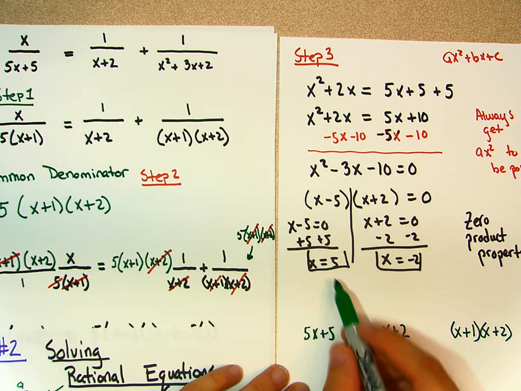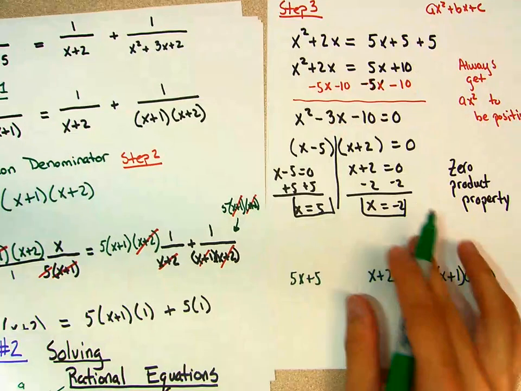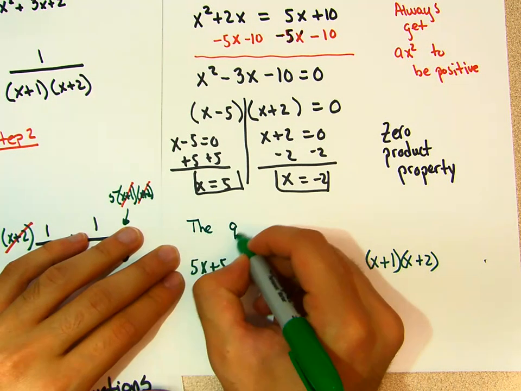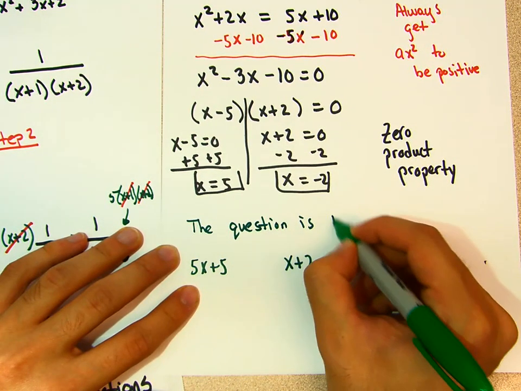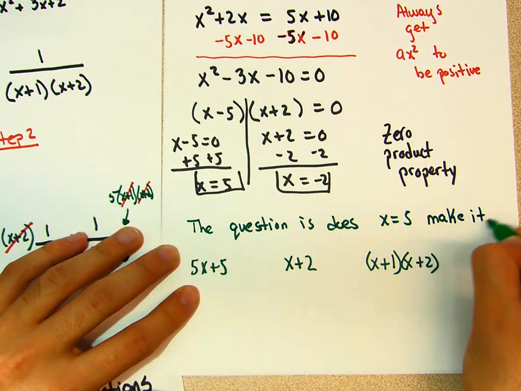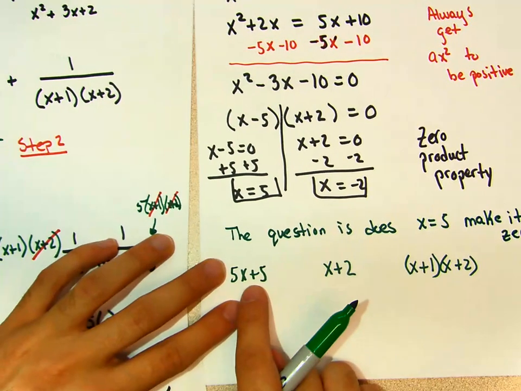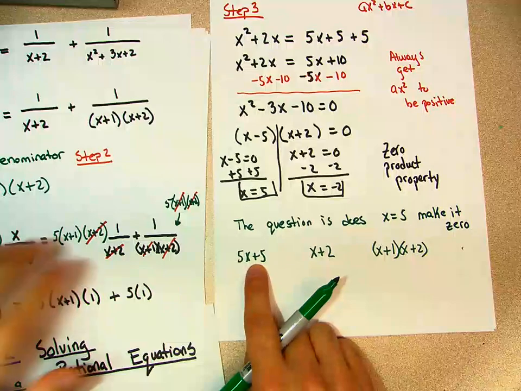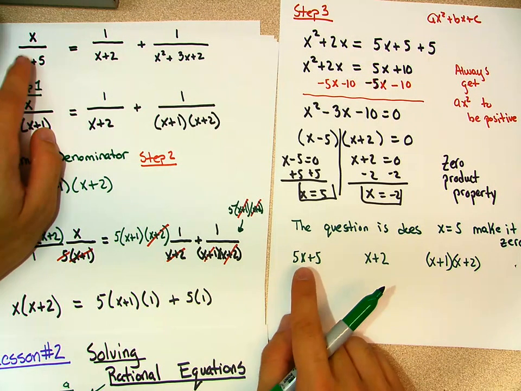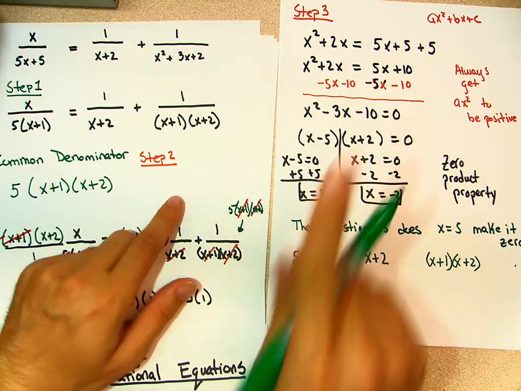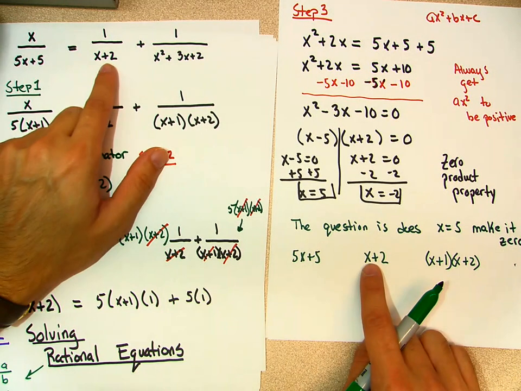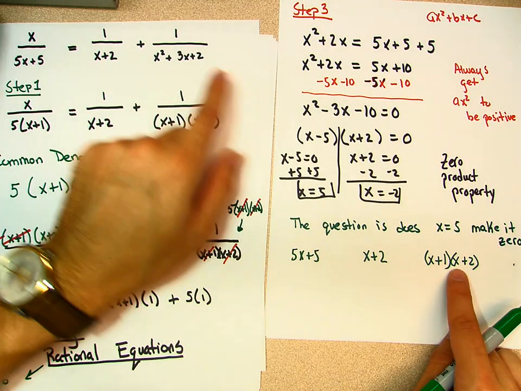Now, imagine if x is 5, right? If x is 5, the question is, does x equal 5 make it 0, right? Because if this is 0, then this is 0. And if this is 0, that's not possible. We did that before. Remember, the denominator cannot be 0. If you plug in 5 in here, does it make this 0? If I plug in 5 in here, does it make this 0?